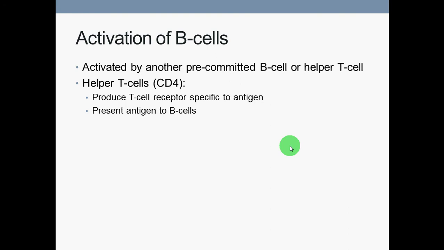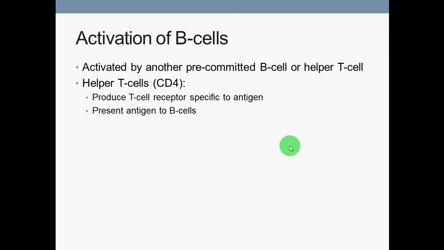Now once these helper T cells are activated, I mentioned that their job is to activate other cells that are involved in killing the microbes. So B cells can be activated by another pre-committed B cell, so a B cell that's already been activated from before, or helper T cells that were just activated by antigen presentation.